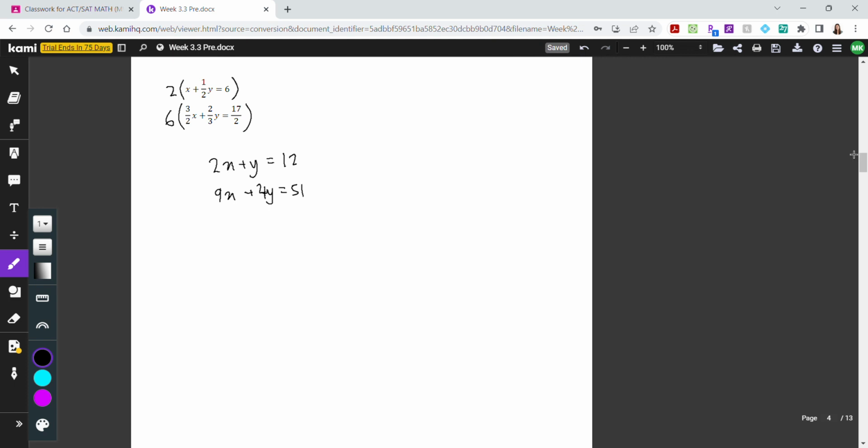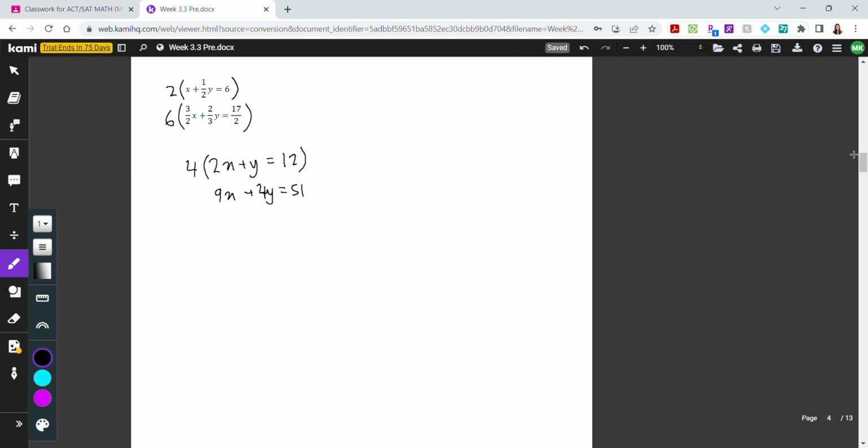Between x and y, which would be easier to get rid of? In this case, y, right? Because you could also get rid of x, but then you would need to multiply both equations by their lowest common multiple, which means multiplying everything by 9 here and everything by 2 there. Whereas if you're trying to get rid of y, you will only need to multiply the top equation by 4, and that's it, all right?